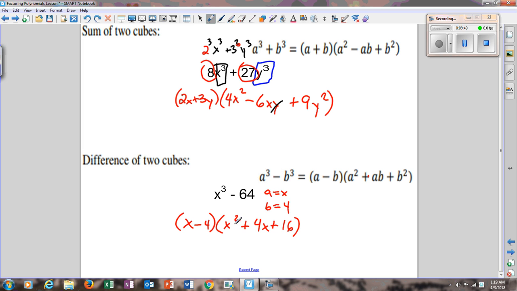Now, can anything multiply? Once again, you got a trinomial here. Can anything multiply to give you 16 and add up to 4? Well, 4 times 4 gives you 16. That 4 plus 4 is 8, not 4. 8 times 2 is 16. But 8 plus 2 is 10, not 4. And so we really can't break this down any further. All right?